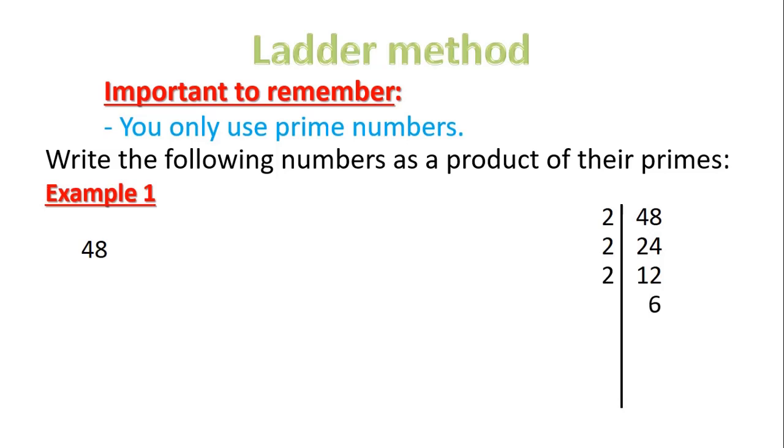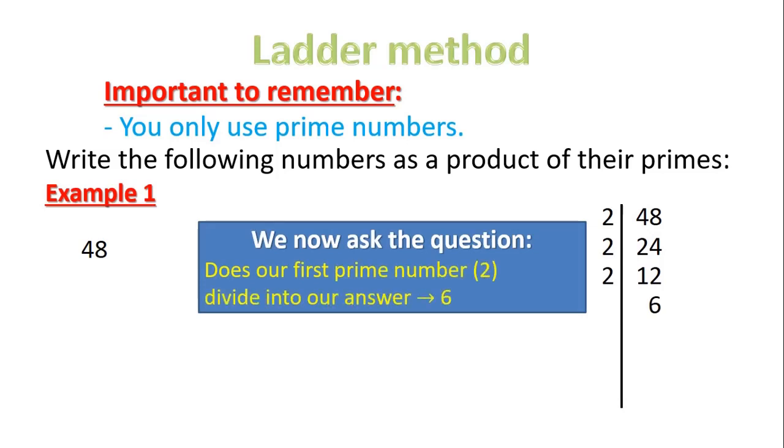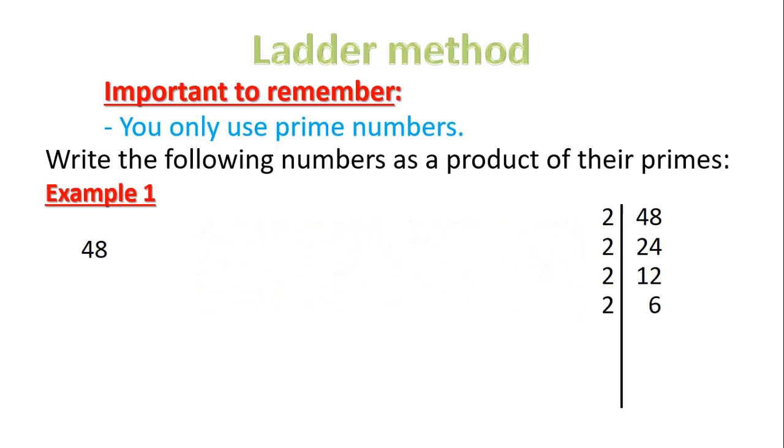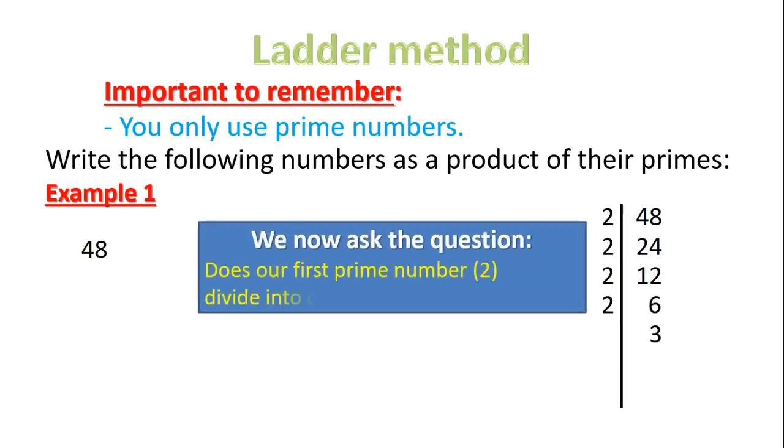I think you're hopefully starting to see a pattern. Now we ask the question, does our first prime number of 2 divide into our answer of 6? And the answer is yes. So we write a 2 on the outside and 2 into 6 goes 3 times. Now, same question, does our first prime number of 2 divide into our answer of 3? The answer is no, it doesn't.